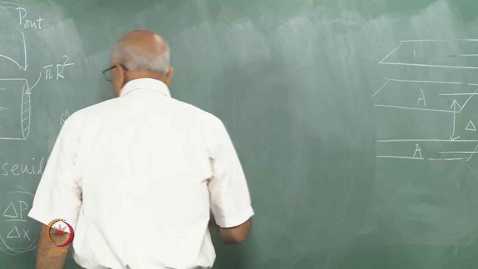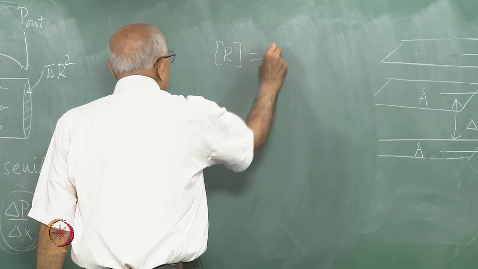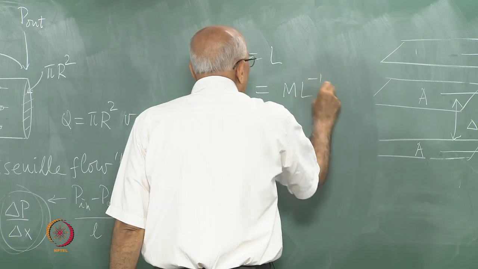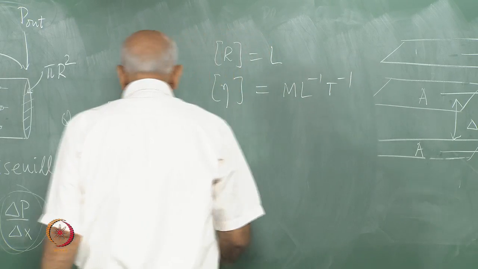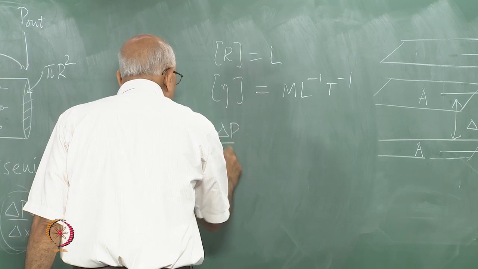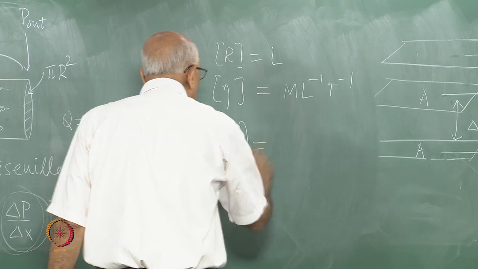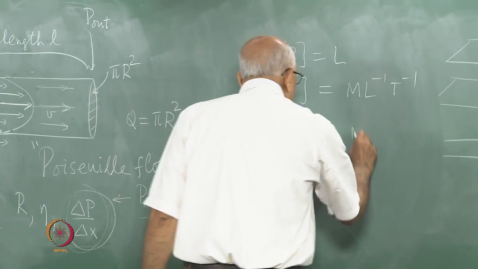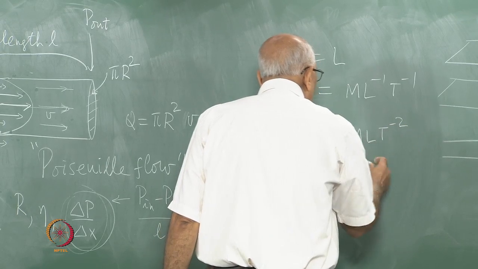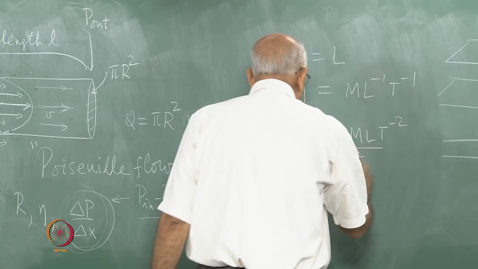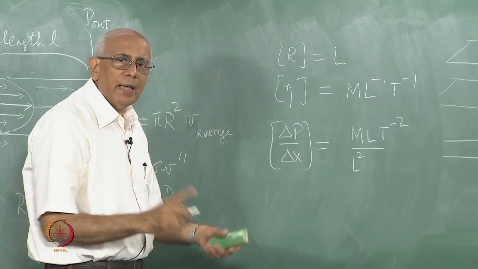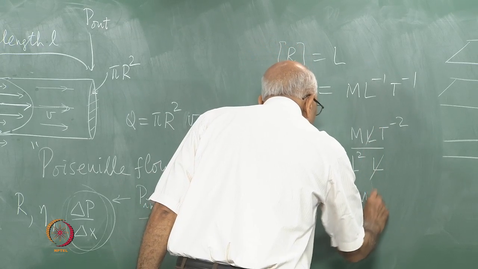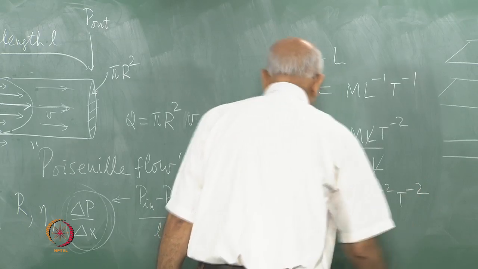Because I immediately see that I need the physical dimensions of all these quantities. The dimensions of R of course is length, the dimensions of eta, we wrote that down earlier, is M L inverse T inverse, and then delta P over delta X. What are the physical dimensions of this quantity here? Well, pressure is force per unit area. So this is M L T to the minus 2 over L squared, and then a delta X is a length. So there is one more L out here, this cancels, and this is equal to M L to the minus 2 T to the minus 2.